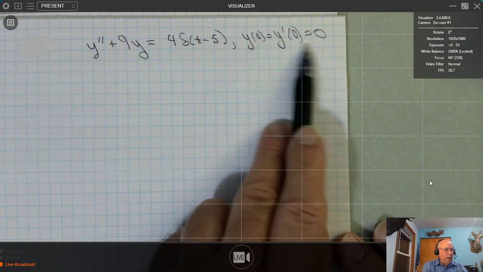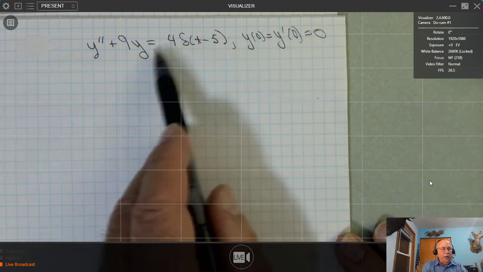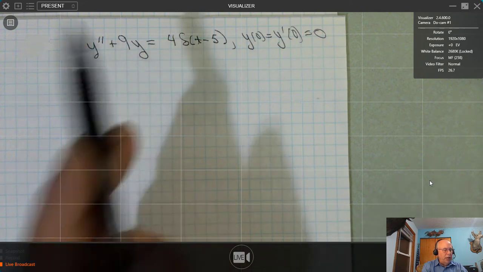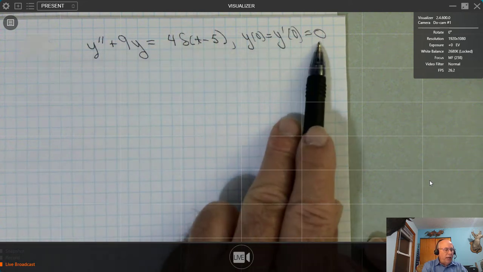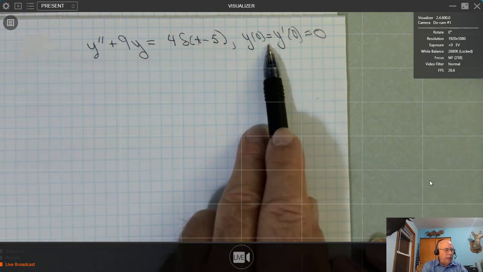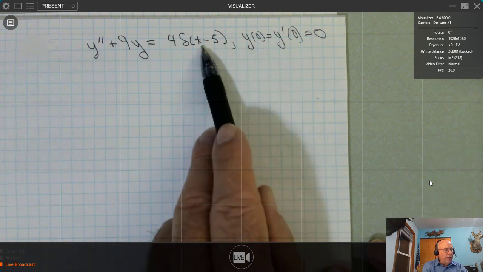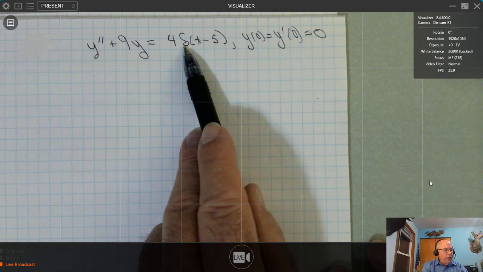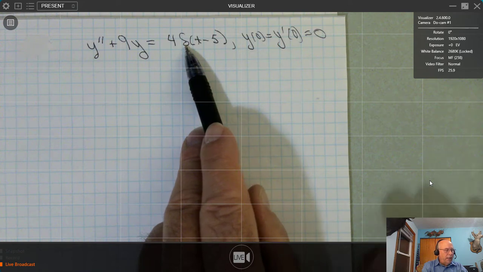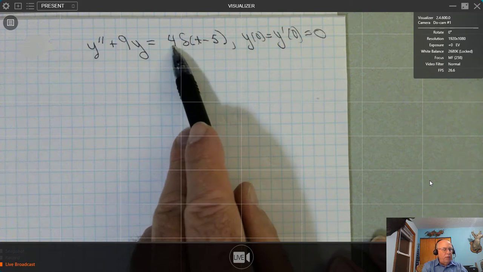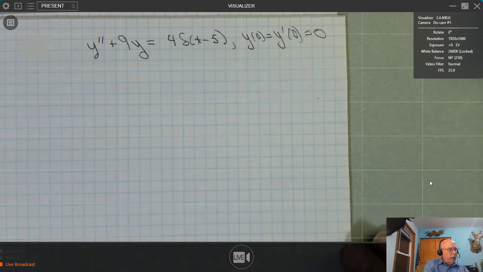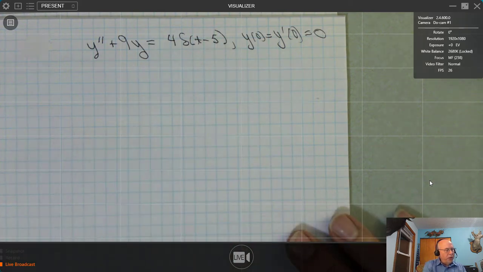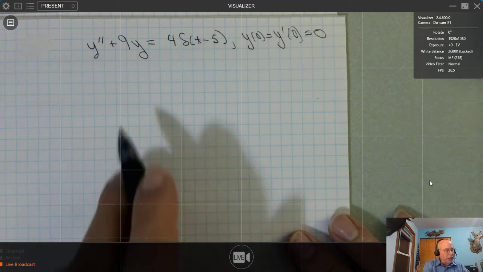If you want to think of this in terms of a physical system, say a mass-spring system, it's at static equilibrium. It's just sitting still. And then at time 5, it gets hit in some way that suddenly imparts energy into the system at a magnitude of 4 units. So we would like to know how this system responds under those conditions.